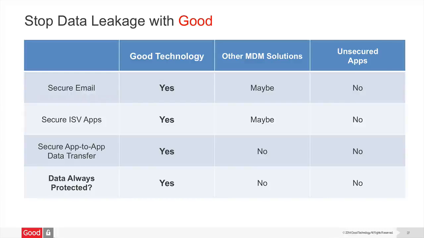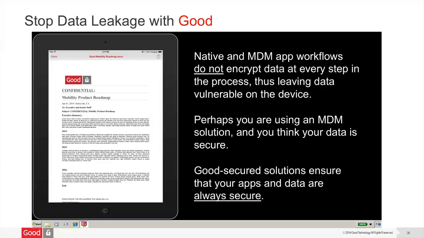In summary, stop data leakage with Good. Native and MDM app workflows do not encrypt data at every step in the process, thus leaving data vulnerable on the device. Perhaps you are using an MDM solution and you think your data is secure. Good secured solutions ensure that your apps and data are always secure.